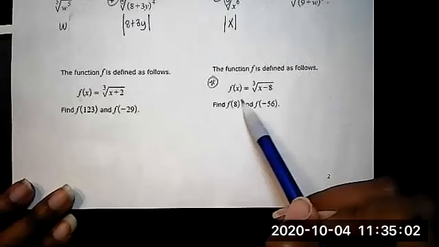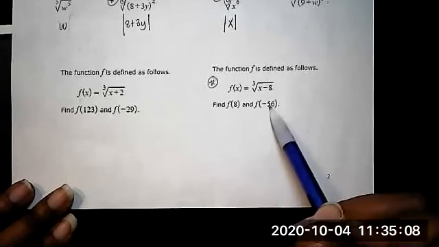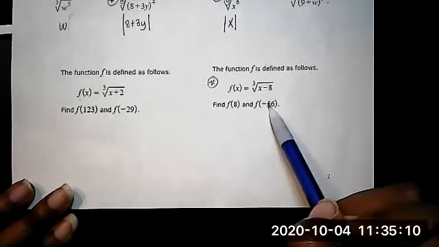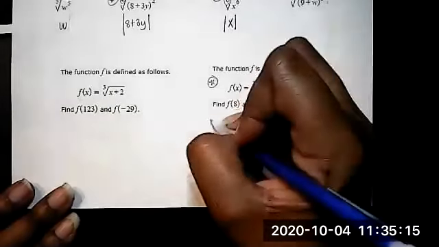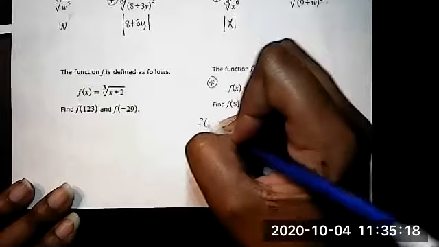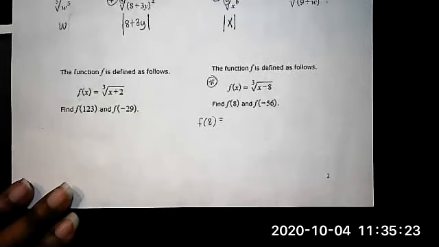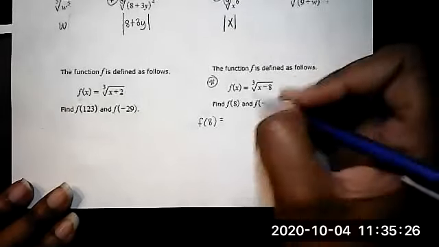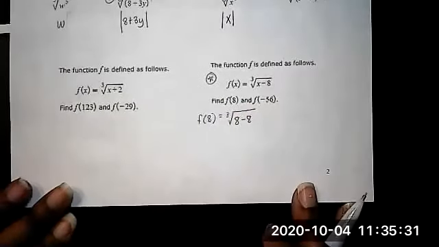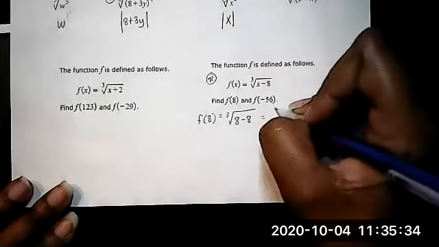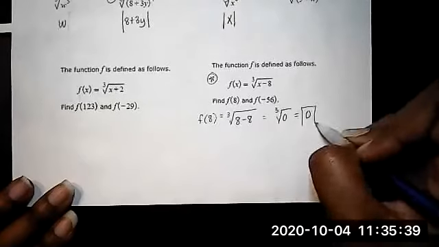The function is defined as follows. This is our function. We're replacing x with 8 first, and then we're replacing x with negative 56 after. So we're doing two different problems in this situation. First and foremost, you'll have f of 8, so we're replacing x with 8. Then you're going to say the cube root of 8 minus 8. It looks like the cube root of 0. 8 minus 8 is 0, and the answer is just going to be 0 for the first one.